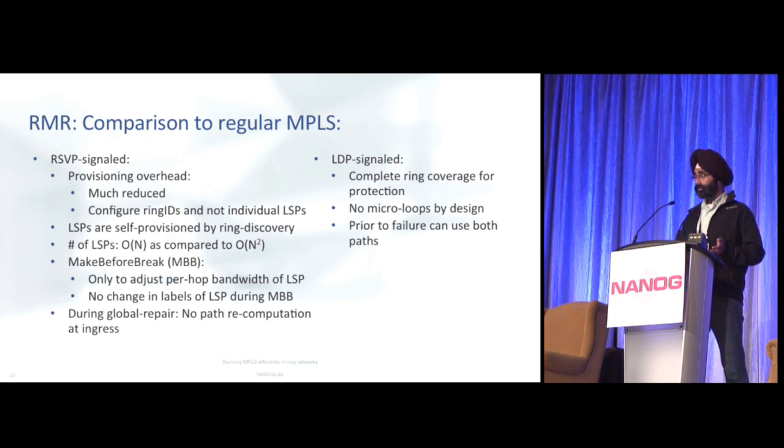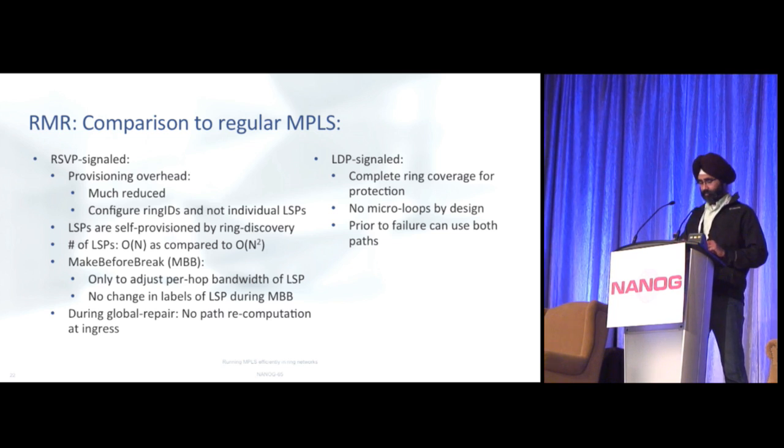And there is no resignaling of the LSP as part of global repair. There's only resignaling if you wish to adjust the per hop bandwidth of a given LSP. And since there are only 2 paths in a ring, there's really no recomputation, so the concept of EROs exists nominally but doesn't play that great a role. In regards to LDP signaled RMR LSPs, there is complete ring protection by design because you're setting up both those sub-LSPs. Both sub-LSPs may carry traffic at the same time, and since they're both already usable, there's no potential for micro loops.